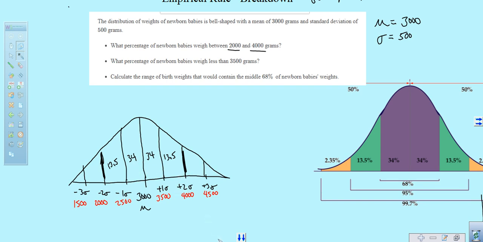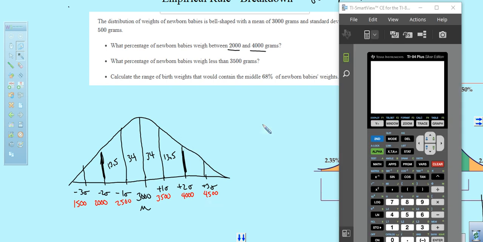If we take our calculator, I'm going to hit pause real quick, get my calculator out. Okay, so we take our calculator, we pull it out, we plug in those numbers. 13.5 plus 34 plus 34 plus 13.5, go, we get 95%. So the area from this guy to this guy, which we already knew because of the empirical rule, is 95%. But that's kind of reconfirming for you where these numbers are coming from. All right, so I'm going to hit pause real quick, clean myself up, we'll do part 2.